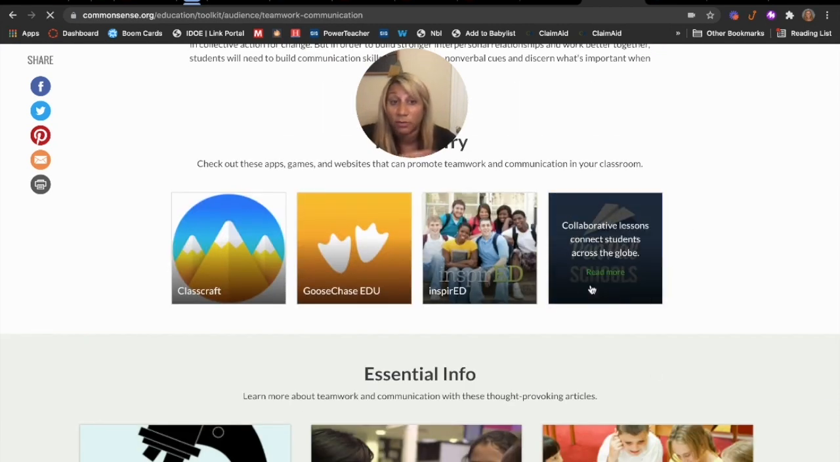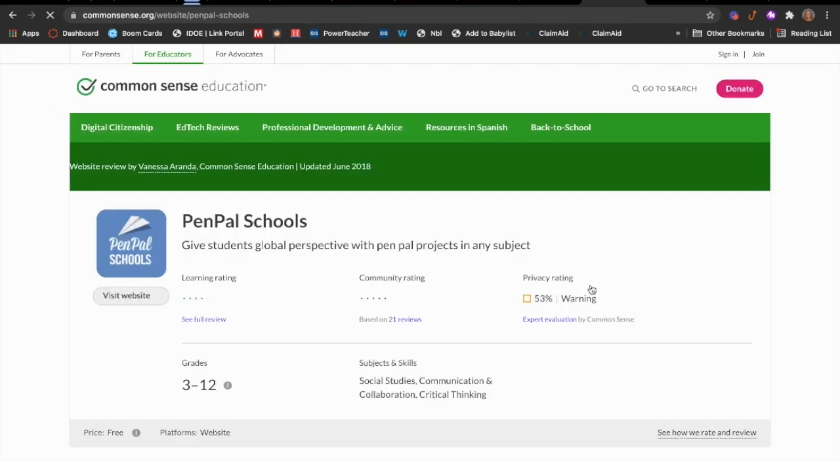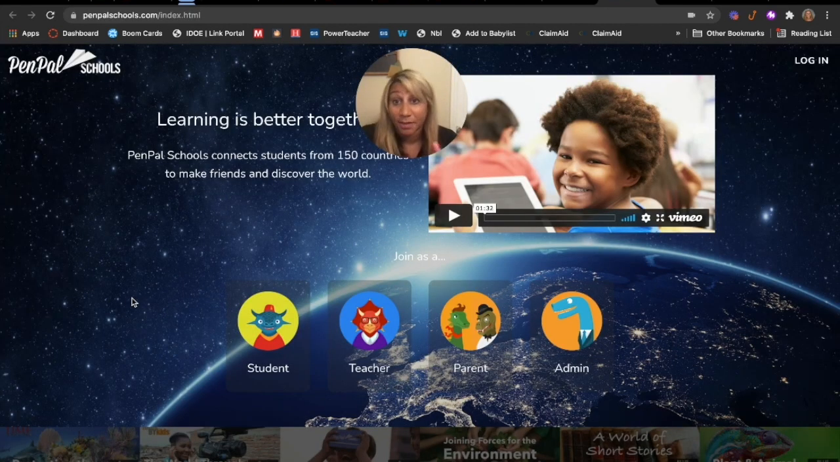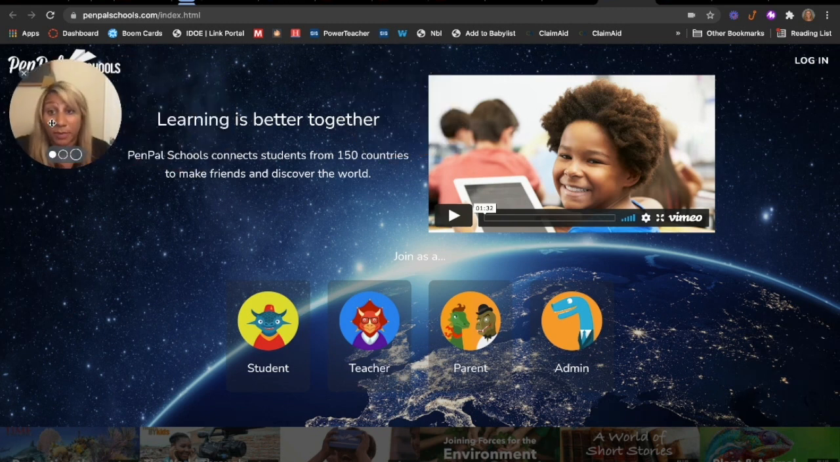It gives you the breakdown of what it is. Once you click on it, it tells you what grade levels it supports, and then you can go right to the website. So here's this one, creating pen pals with different schools in different places across 150 countries. Again, how cool is that? It kind of matches that idea of connecting with other schools and other students across the world.